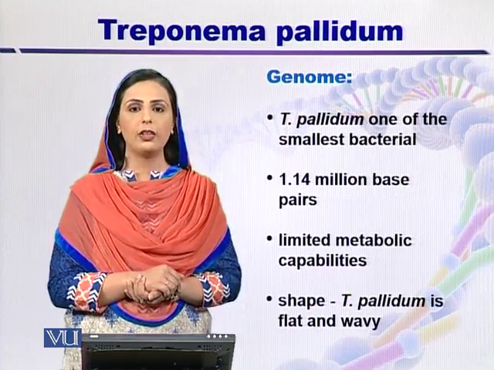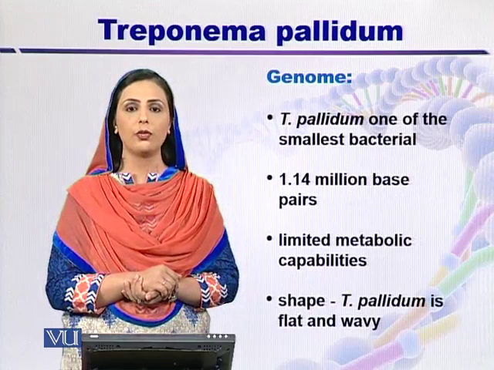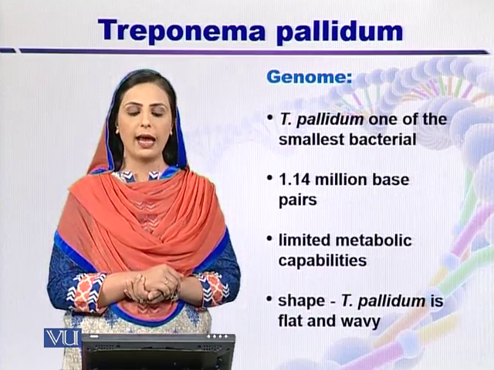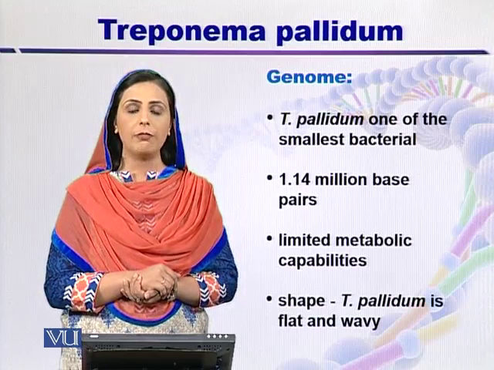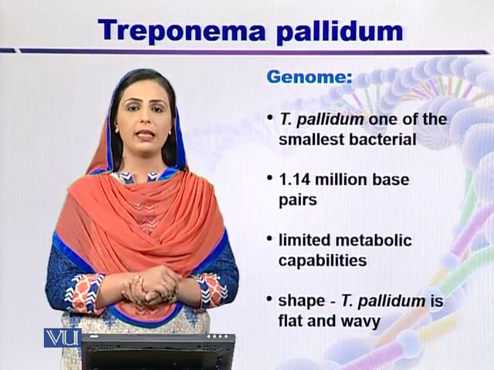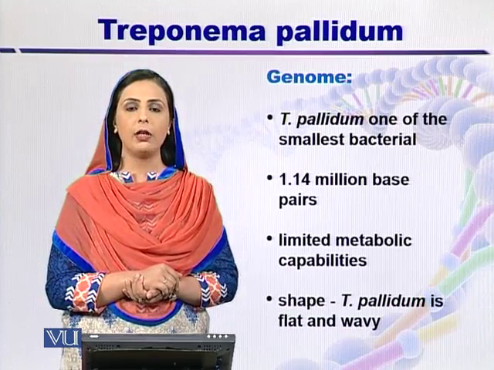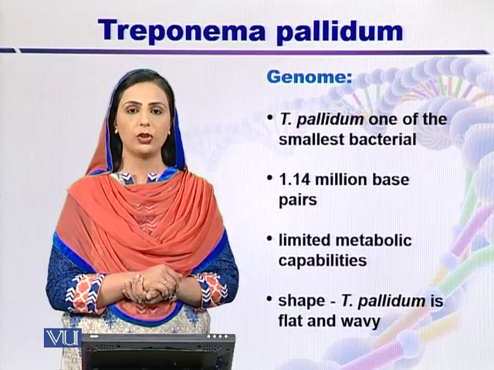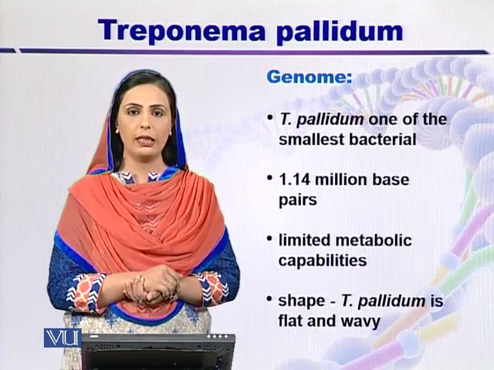Now let's look at the genome of Treponema pallidum. Treponema pallidum is one of the smallest bacteria and its genome is 1.14 million base pairs. If we look at its metabolism, then it has limited metabolic capabilities. And if we look at its three-dimensional structure through bioinformatics, then it appears flat or wavy in shape.